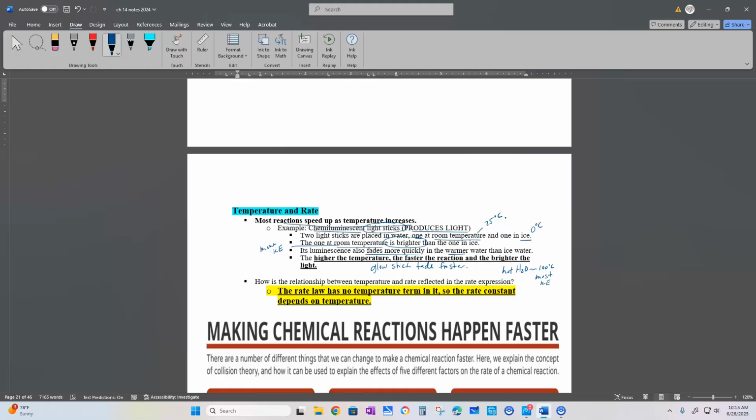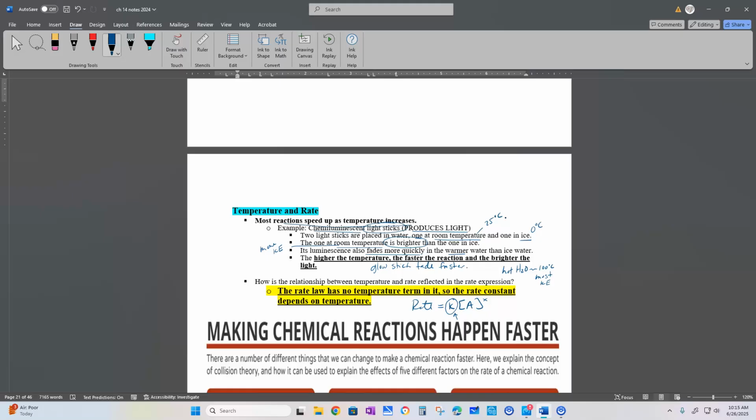So how does temperature affect the rate? Well, the rate law, remember when we wrote a rate law? k times concentration to some power. Well, there's no temperature in it, okay? But temperature does have an effect because of k, okay? So temperature is not in the rate law, but it's correlated to the rate law because of k. You have to keep k constant so that way you can determine the rate.